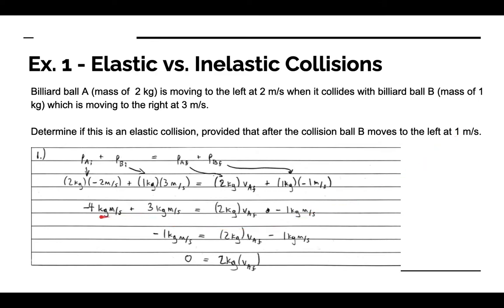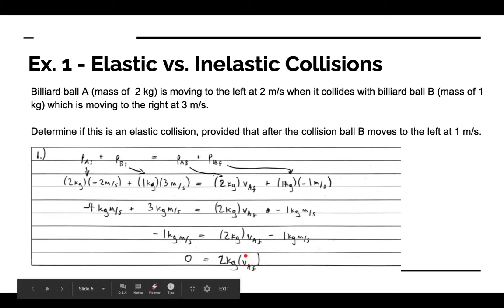So what that gives us as a result is negative 4 plus 3, I'm going to neglect units here a bit, equals 2 times vAf minus 1, which when we solve this equation is going to give us that the final velocity of ball A is going to be 0, as we get 0 equals 2 times vAf.